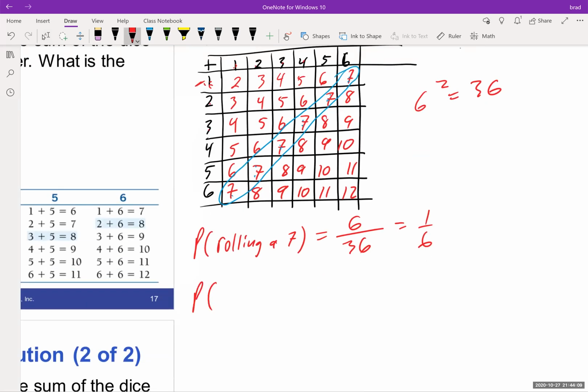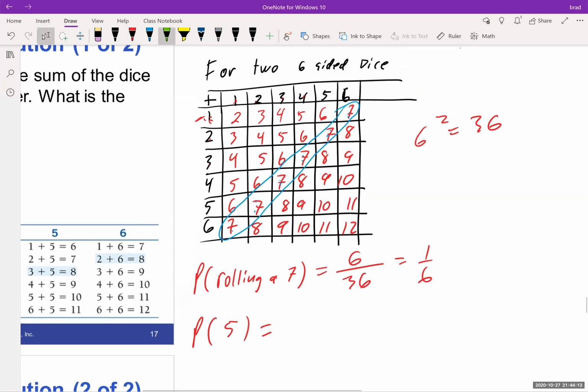Now you hopefully see that that could go really well, because now I could say probability of rolling a 5. So let's find the number 5 and circle it. How many 5s are there? There's 4. So I'm going to say 4 out of 36, which is 1/9.